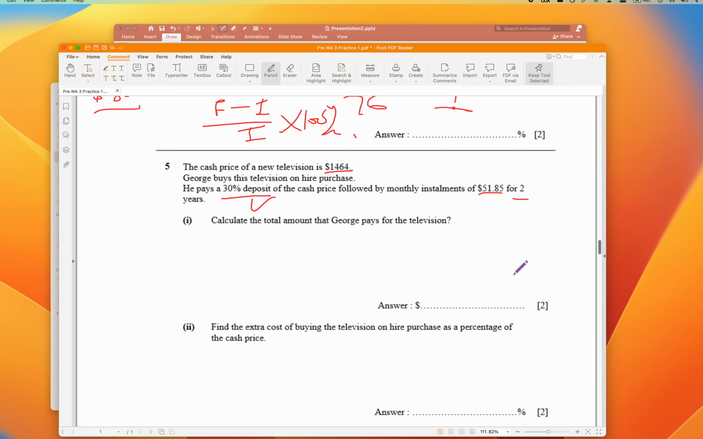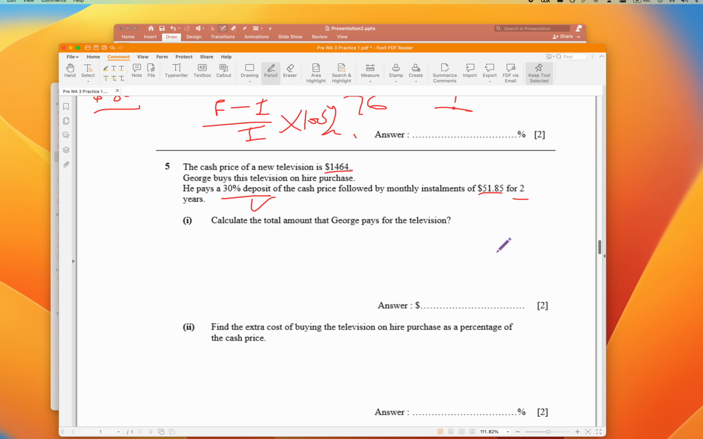So 1683.6 is correct. So find the extra cost of buying on the hire purchase as a percentage of the cash price. So once again, it's final minus initial divided by initial. What's the initial? Yep. Correct. So this 15% is the surcharge. That's why it's positive. Okay? So let's say you do this final minus initial over initial. If this is a minus, it's a discount. If it's a plus, then this is a surcharge.